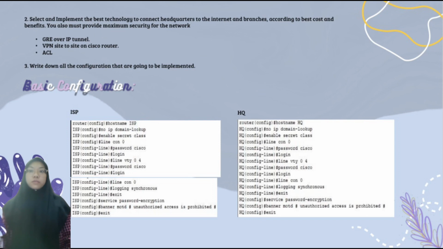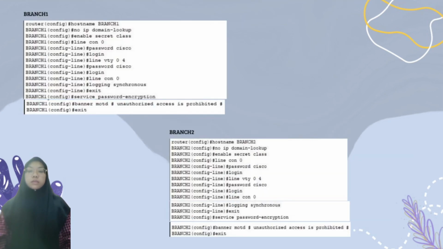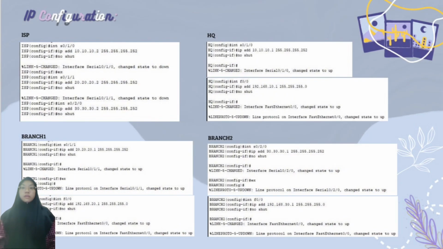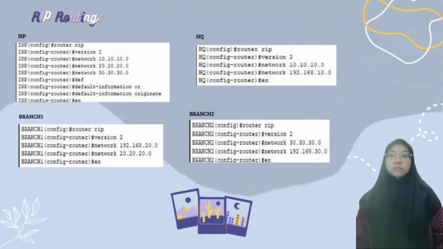First of all, we do the basic configuration at each router, and this is the command at ISP, HQ, branch 1, and branch 2. Then, we do the IP configuration at each interface connected to the routers ISP, HQ, branch 1, and branch 2. We use Routing Information Protocol (RIP) for our routing service. We use RIP to make sure each end user at a different network can connect to each other. This is the command that we do at router ISP, HQ, branch 1, and branch 2.